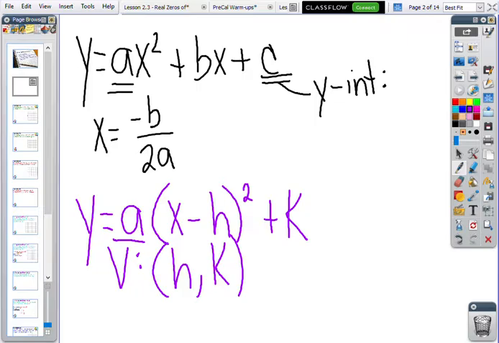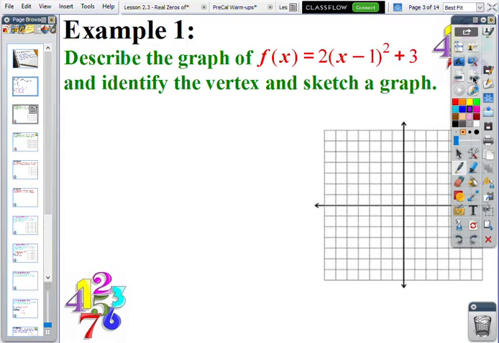In this form, you can't see the y-intercept as easily, but you can go through and find the y-intercept because you know a y-intercept would be when x is 0, and you could change x to 0 and solve. But it just depends on the form that we are looking at. So we're going to go through and look at a couple of different examples to go along with these. So I might have f of x equals 2 times x minus 1 squared plus 3.